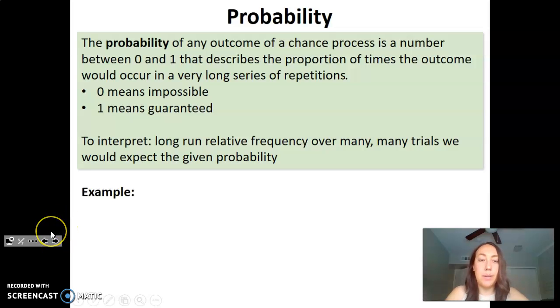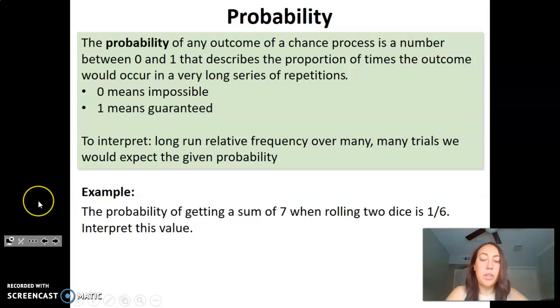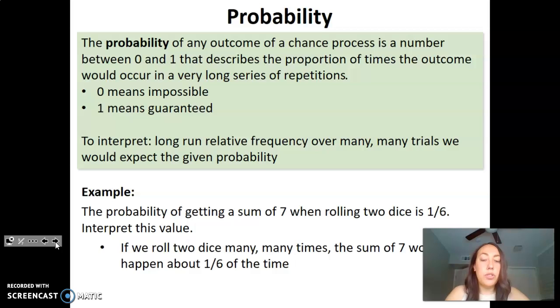So here's a little example where we interpret a probability. The probability of getting a sum of 7 when rolling 2 dice is 1 out of 6. So let's interpret that value, 1 out of 6. If we roll 2 dice many, many times, the sum of 7 would happen about a sixth of the time. So again, we want to make sure we incorporate this long-term idea, right? We would have to roll 2 dice many, many, many times. And over the course of those many times, the sum of 7 would happen about a sixth of the time. You have a couple homework problems where you're going to use this sentence to interpret probabilities.